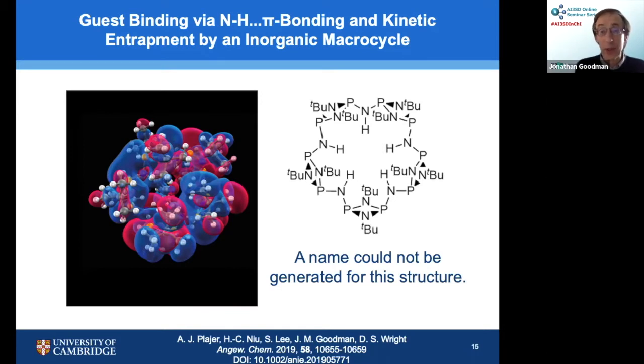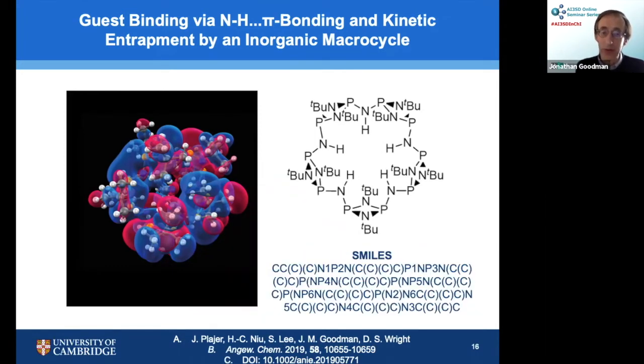It is possible, however, to generate a SMILES representation of this molecule, and this is the one that you get from ChemDraw. There'll be many other SMILES representations of this molecule.